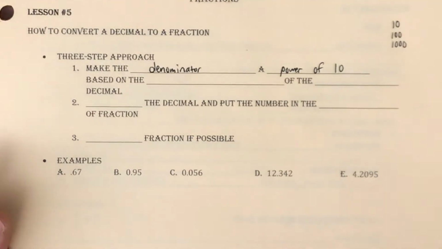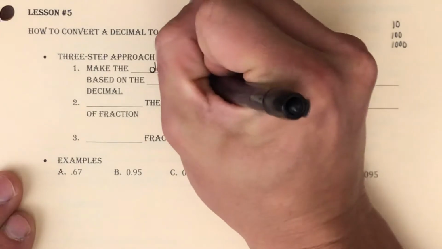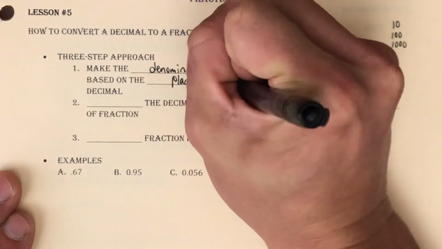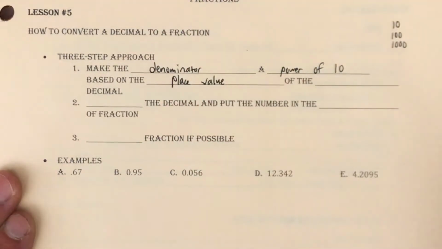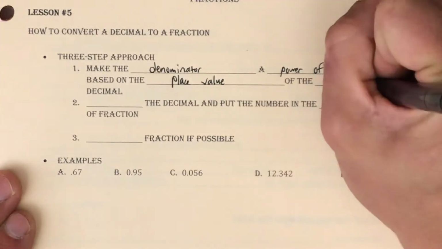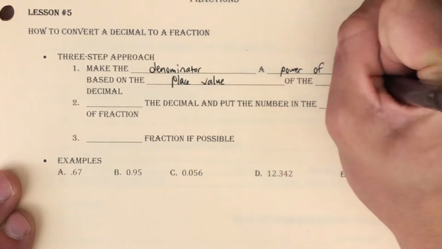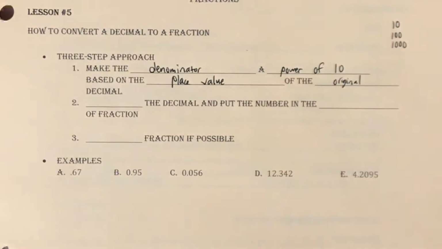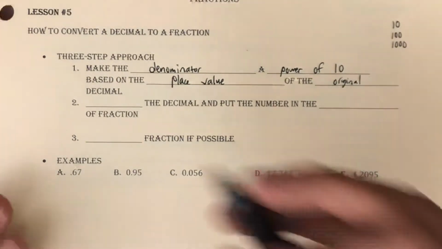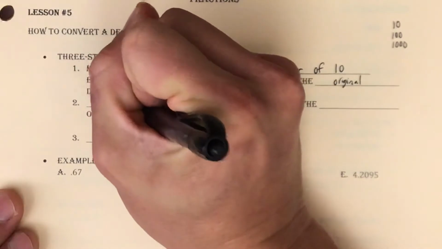And this is, again, as we talked about, based on the place value of the original decimal. So what are the place values that it goes to? Right? Second thing we need to do is we're going to drop the decimal then, right?